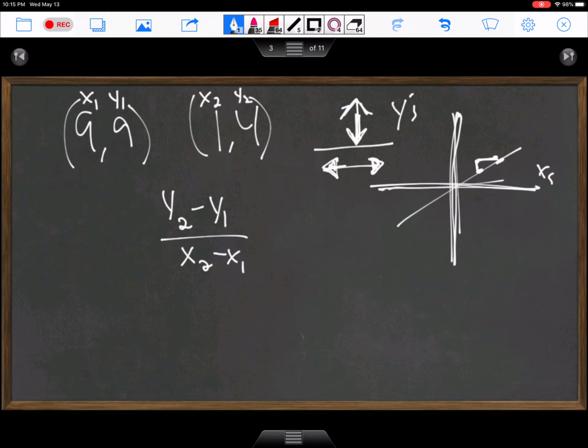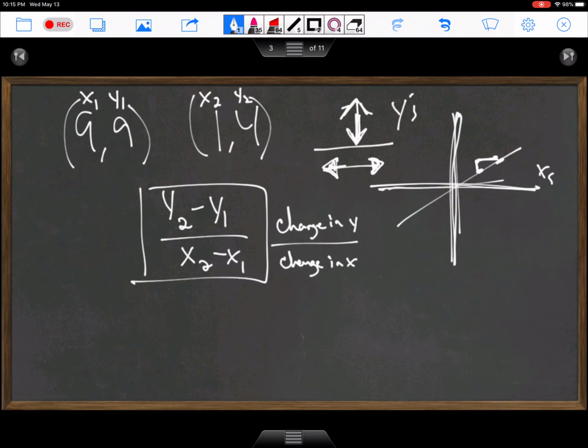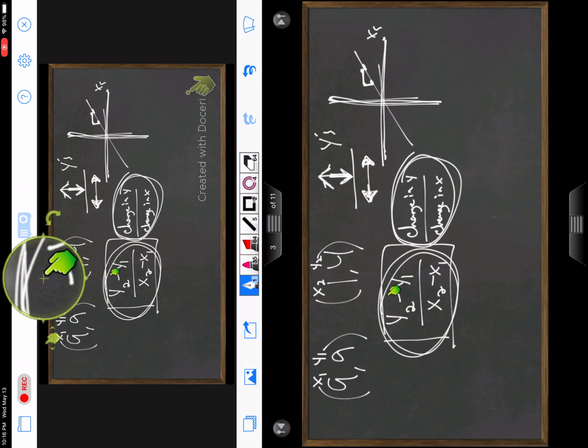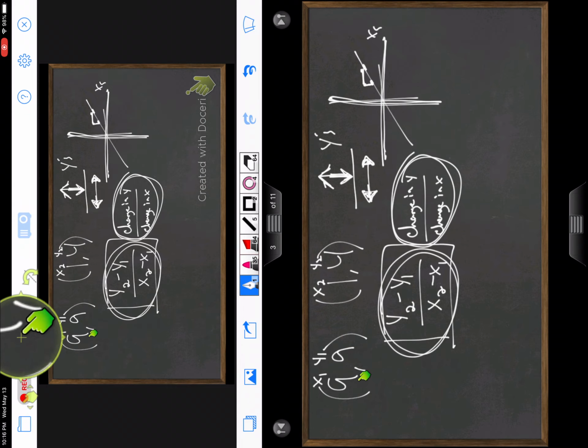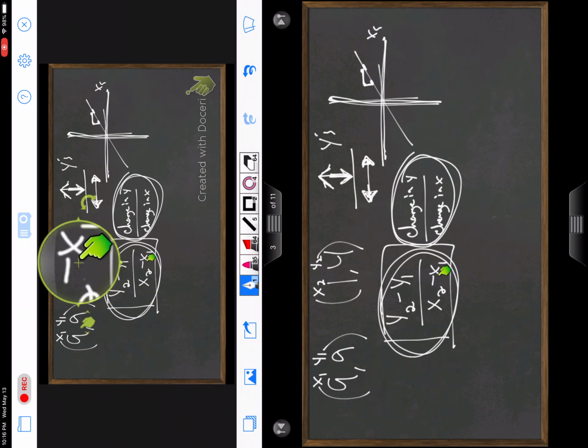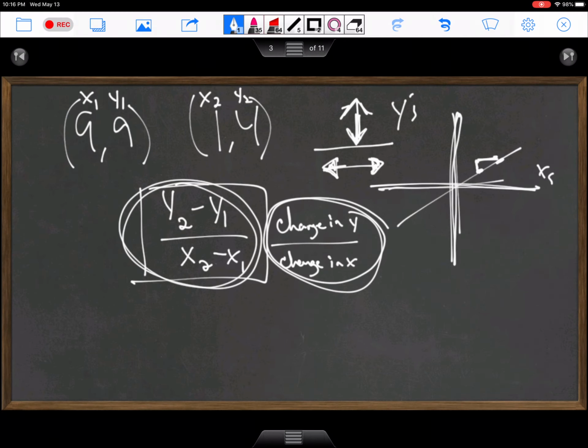Now it looks kind of crazy, but really what it means is the change in y over the change in x, which is what slope is. How does the y change up and down to how does the x change side to side? So I like to set it up like this, the change in y over the change in x. This is what I say in my head. This is like the mathematic notation. So I want you to see how these line up. So here's that y2. See that y2? Here's the y1. Here's the x2. Here's the x1.